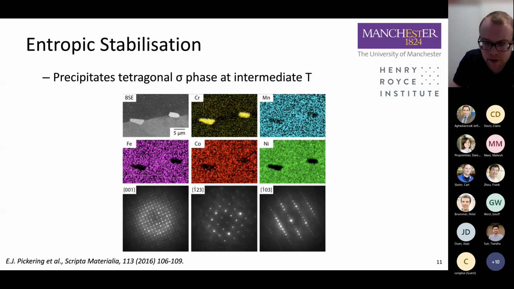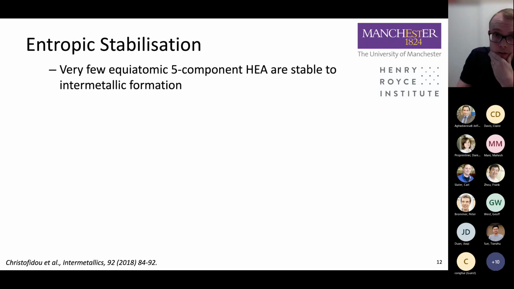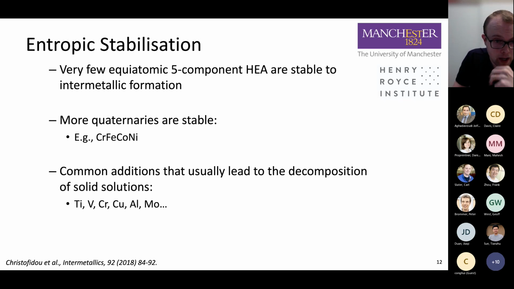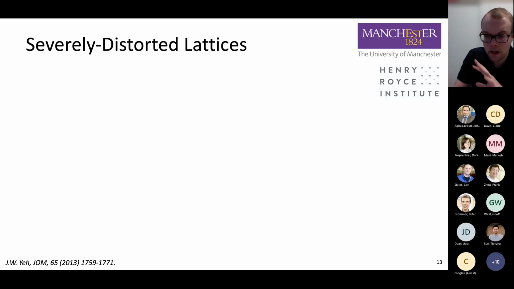Okay, so actually the evidence for the entropic stabilization effect isn't particularly strong. There are very few 5-component high-entropy alloys that are stable to intermetallic formation. But there are perhaps some quaternary alloys that are stable. So if you take out the manganese, that might be a stable system. But many common alloying additions, like all these elements, because of their size difference and because of the enthalpy, usually lead to some sort of decomposition. Okay, so high-entropy alloys still, unfortunately or fortunately, depending on how you look at it, follow the Hume-Rothery rules, and enthalpy still dominates their microstructures in general.